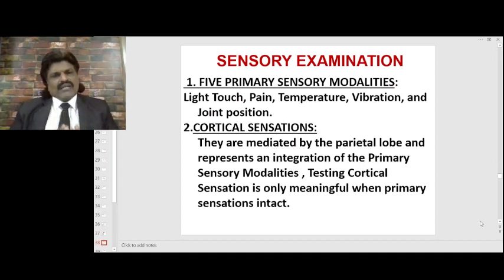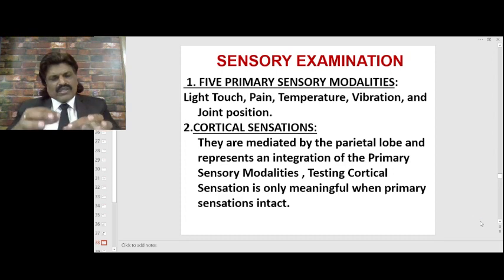The two important tracts are the spinothalamic tract and the posterior column. Spinothalamic tract carries pain and temperature, and the posterior column carries vibration, joint position sense, and light touch. So the 5 primary sensory modalities which you have to test are light touch by wisp of cotton, pain by pinprick, temperature by putting hot water or cold water in tubes and asking him to feel, and vibration by tuning fork 128 Hz, keeping it on the bones and asking him whether he is able to feel.